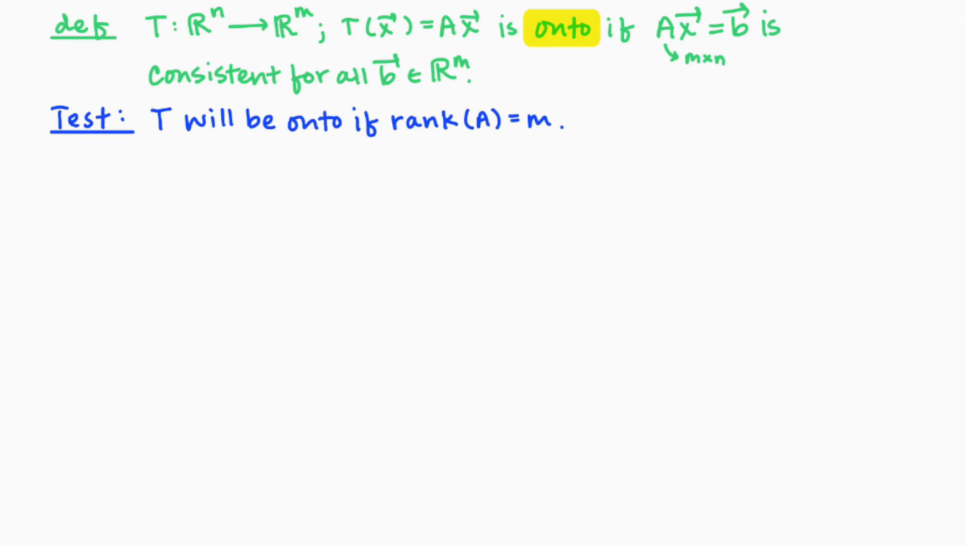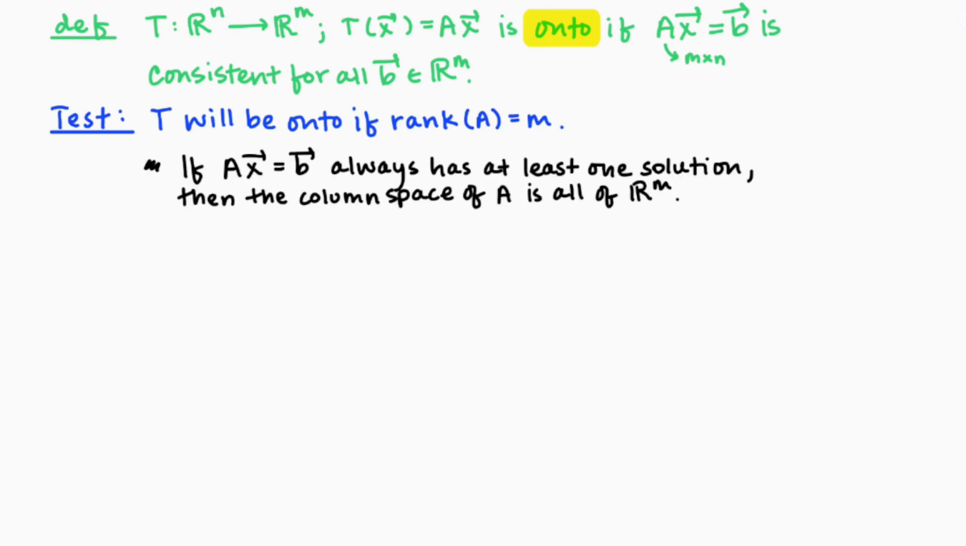And our test for whether a linear transform is going to be onto, or surjective, is T will be onto if the rank of the matrix is equal to M, the same M from R^m in the codomain. My commentary on that is, if AX equals B always has at least one solution, never has no solution, then the column space of A is all of R^m. And that might be self-evident to you just thinking about the matrix algebra, the way you think about it.